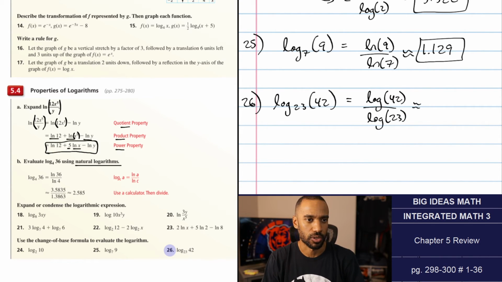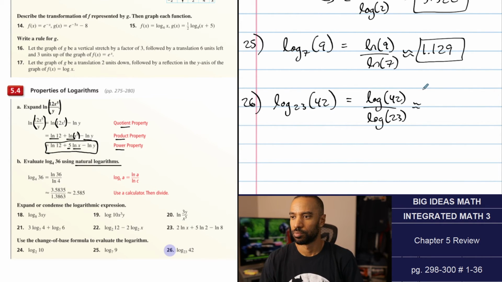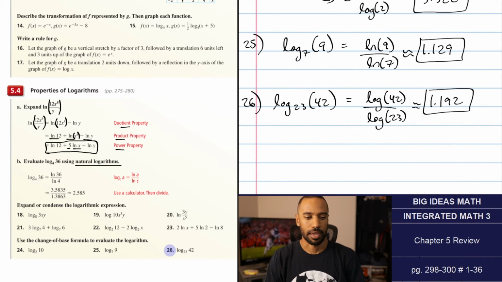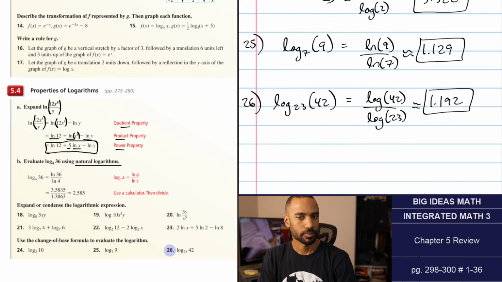But as long as we get an answer like that, right? So log of 42 divided by log of 23, or natural logs, but they got to be the same no matter what you do. 1.192. Very close to 1.129. Okay, there we have it.